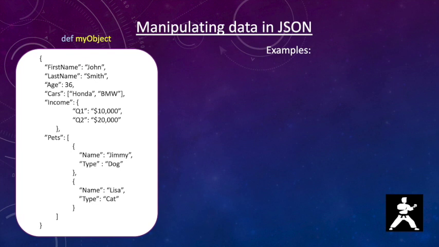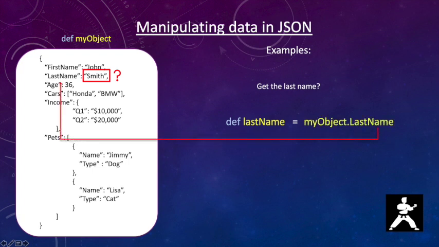So now we will work with this object, and I'll show you a few examples of how to manipulate JSON data using JSON path. And I remind you that Karate natively supports JavaScript and JSON. So, get the last name. The last name is Smith in our example. How to do that? First we define a lastName variable, and then we assign the value of lastName like this. We call our object, then we put a dot and call our key. And as a result, the lastName variable will have the value Smith.